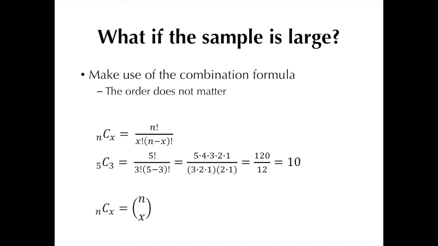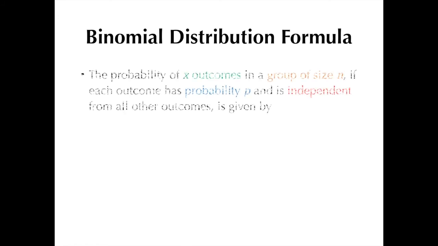So, if x is a random variable that represents the number of successes in n number of trials, the probability of x outcomes in a group of size n, if each outcome has probability p and is independent from all other outcomes, is given by this.